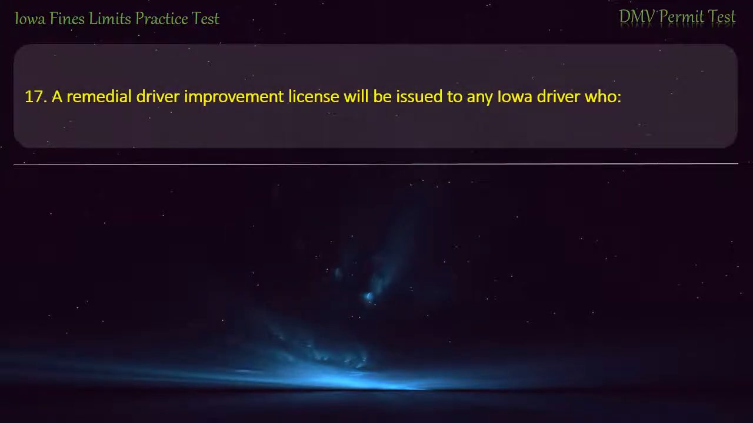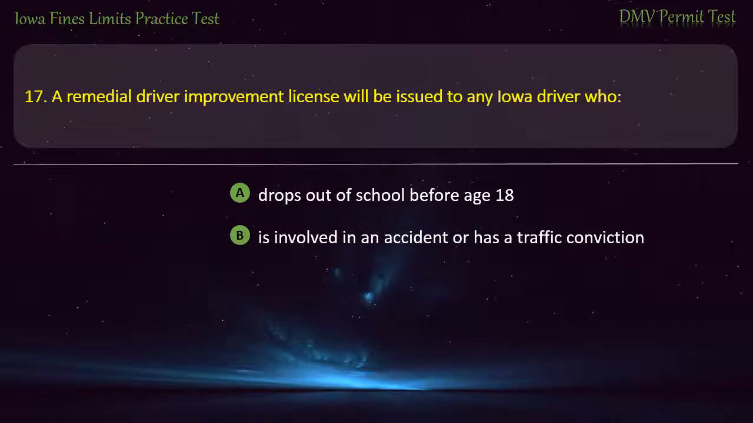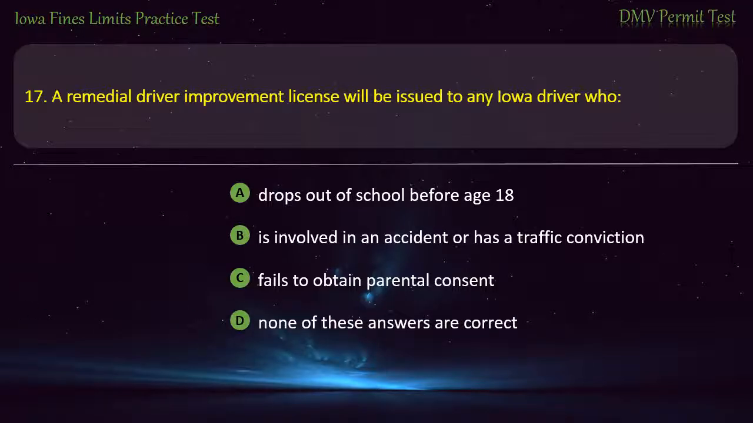Question 17. A remedial driver improvement license will be issued to any Iowa driver who drops out of school before age 18, is involved in an accident or has a traffic conviction, fails to obtain parental consent, none of these answers are correct. Answer. Is involved in an accident or has a traffic conviction.